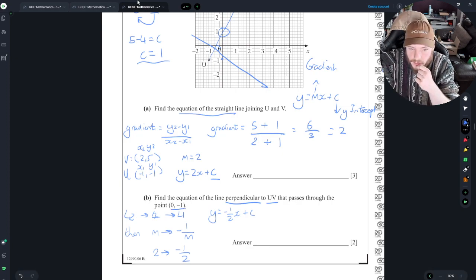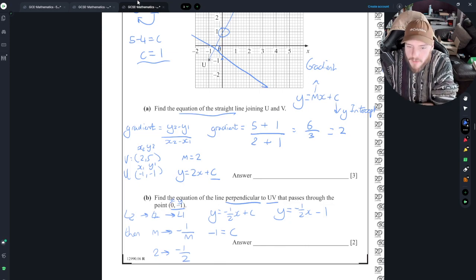Now this is why they've given us the point (0, -1). Remember, 0 is our x, -1 is our y. We can put these values in to find our plus c. x is 0, so -1 is equal to c. We can already see (0, -1) is where it cuts the y-axis, so it would be the y-intercept. So our full equation would be y is equal to -1/2 x minus 1. And that should be us done.